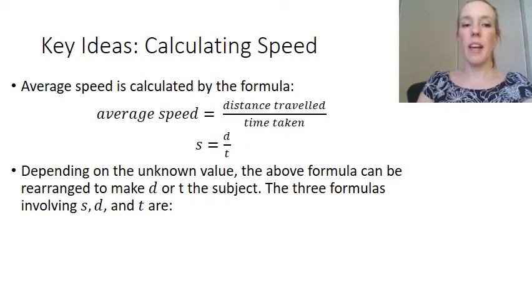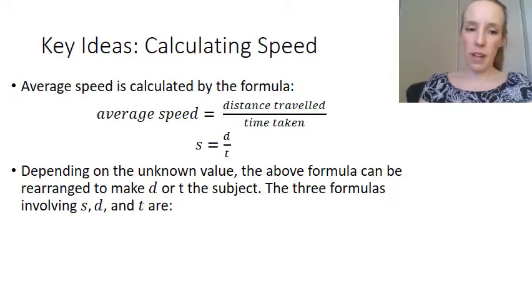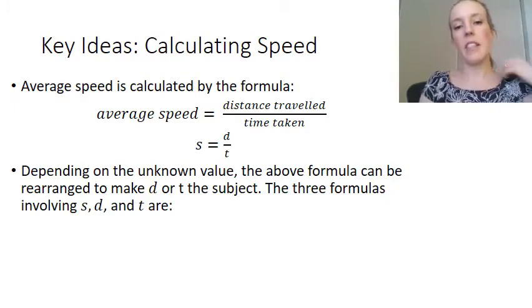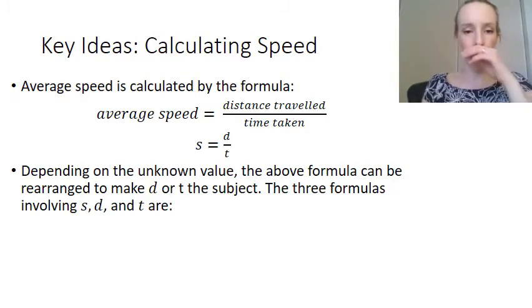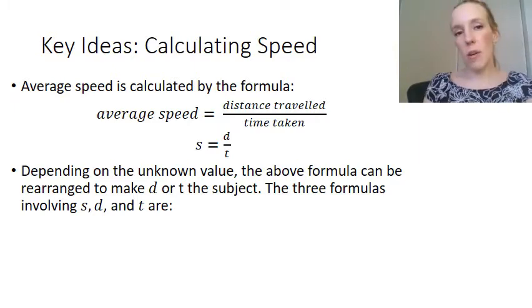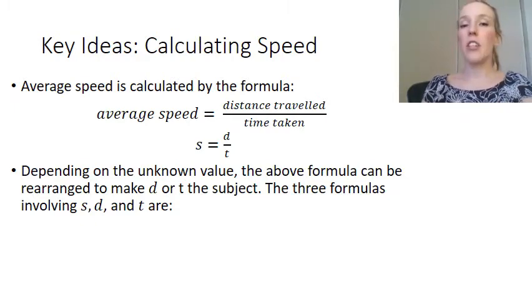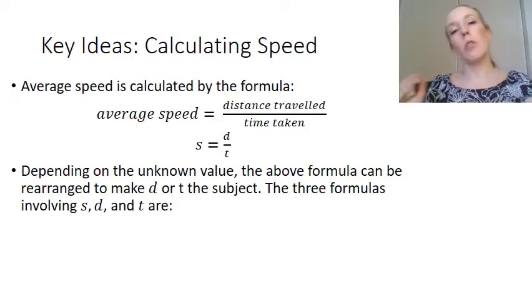Okay, so some key ideas about calculating speed. The average speed is calculated using the formula that you can see there. Average speed is the distance traveled divided by the time taken. So we use a lowercase s to represent speed, equal sign, a lowercase d to represent distance, and a lowercase t to represent time. Depending on the unknown value, we can rearrange that formula to find different things.